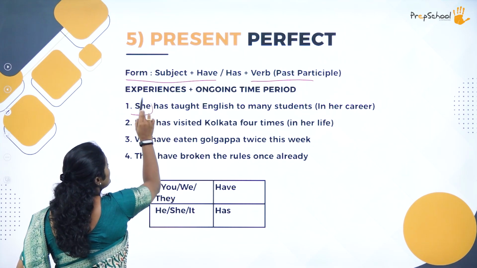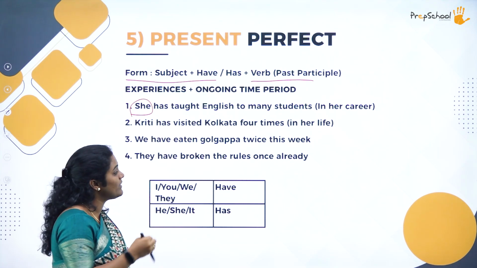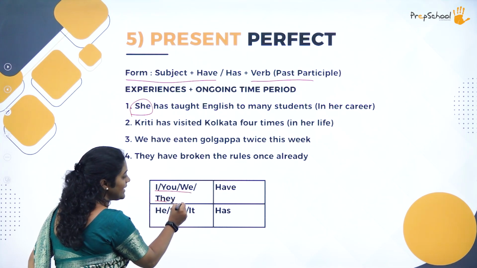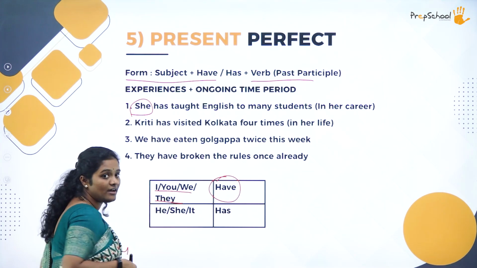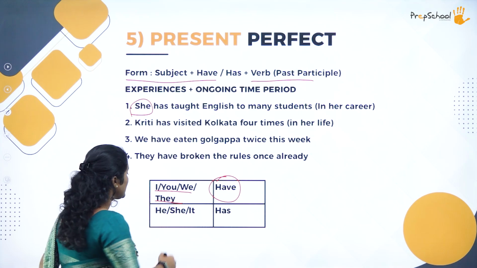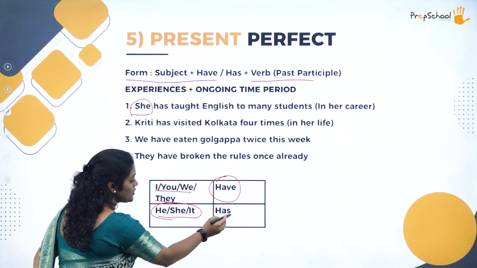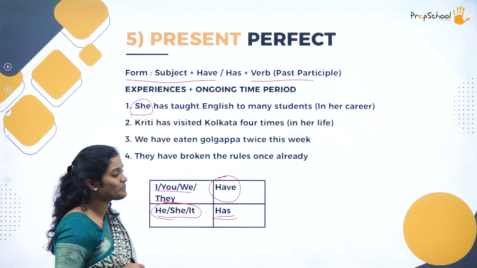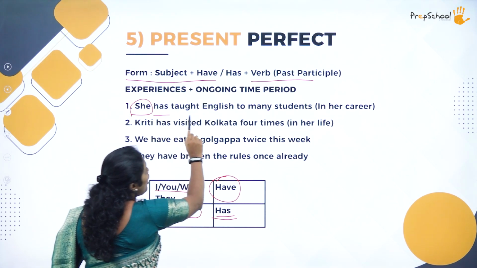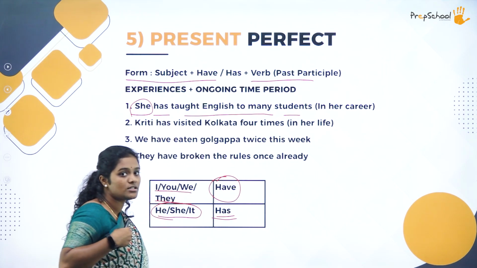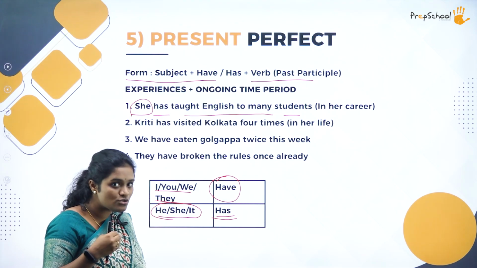First one: whenever there is I, you, we, they, it is have. They have constructed a house. Otherwise, he, she, it. She has visited them. She has taught English to many students.